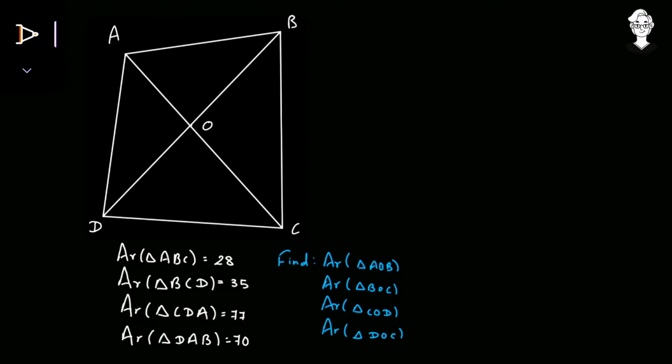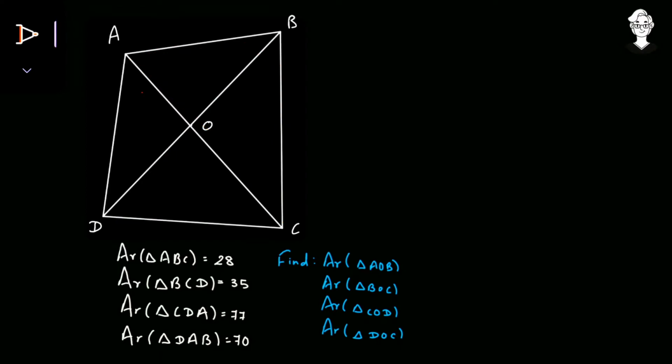Now we have these four areas given, that is, the area of this triangle ABC is 28, the area of the triangle BCD is 35, the area of the triangle DAC is 77 and the area of the triangle ADB is 70. Now these are the complete triangles. You can just have an observation, this complete triangle, this complete triangle.